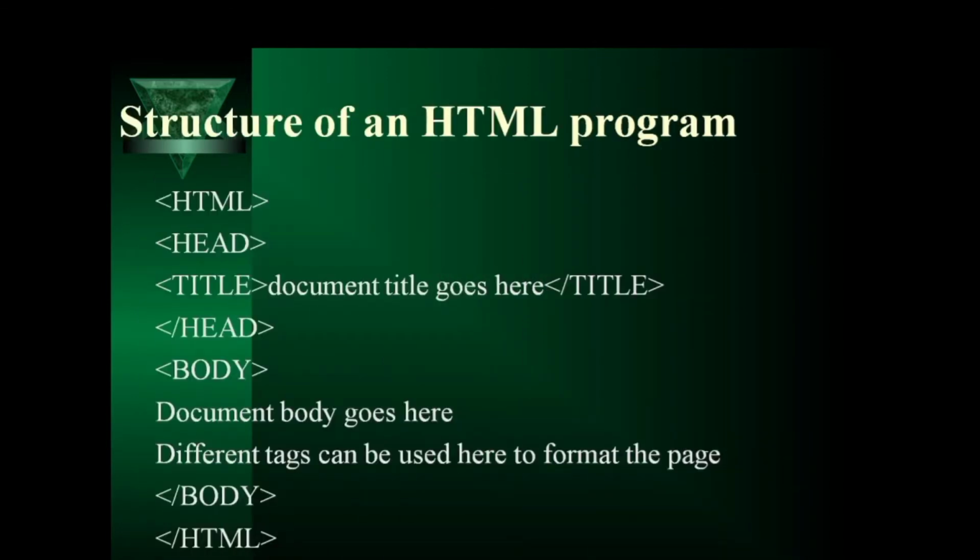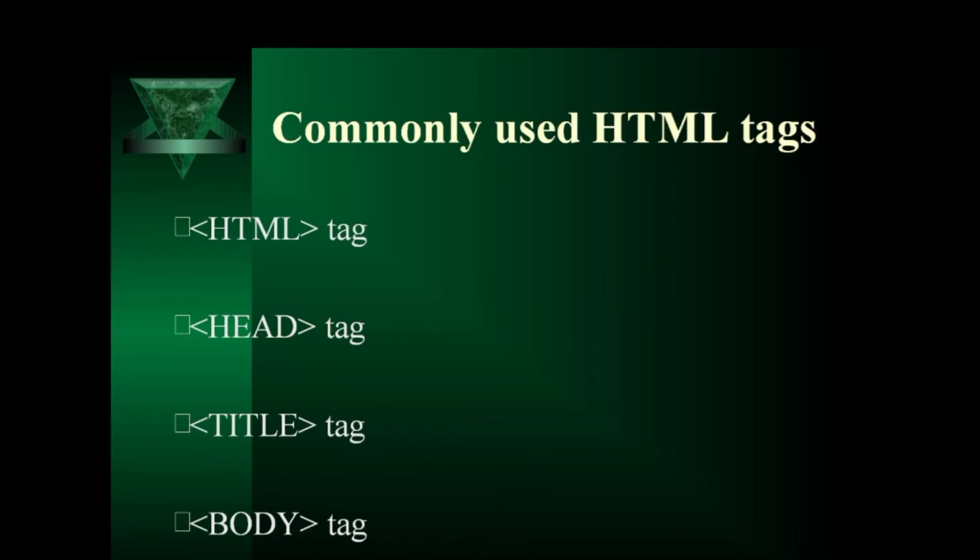Here you have seen the actual program: HTML, head, title, title close, then head close, then after that the body tag opens. Here the document body goes. Different tags can be used here to format the page, meaning inside the body tag we can write other different tags. After that the body tag is closed and then HTML is closed. Then here we have some commonly used tags in HTML. Number one, the HTML tag, head tag, title tag and body tag. These are the four main basic tags in HTML.